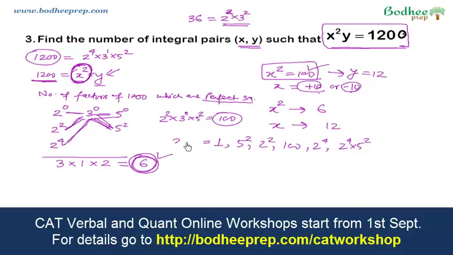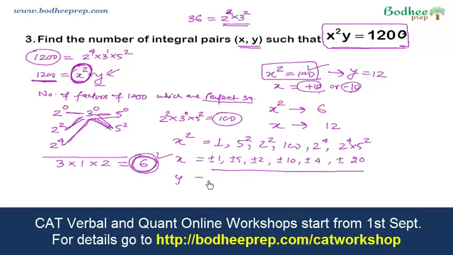So these are the 6 values which x square can take, and the corresponding value of x would always be plus minus 1, plus minus 5, plus minus 2, then plus minus 10, then plus minus 2 square, which is 4, then plus minus 2 square into 5, which is 20. Right, so these are the 12 values which x can take, and the corresponding number of values which y can take will always be exactly 1. So the total number of pairs would always be 12 here. So 12 is the answer for this question.